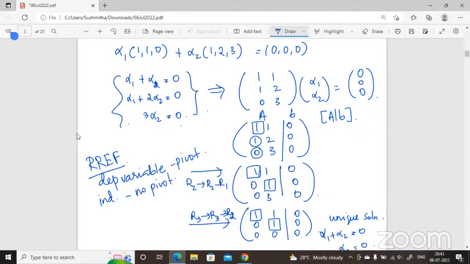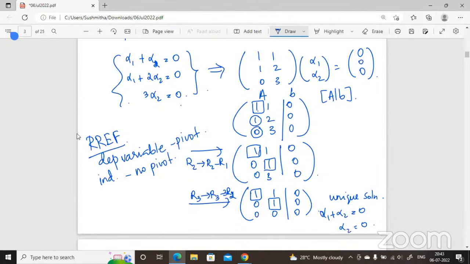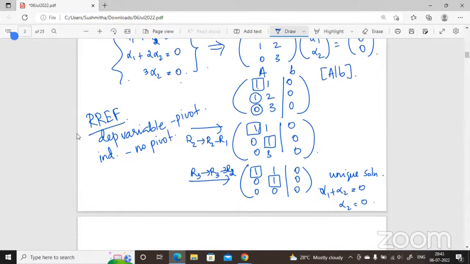Ma'am, but in the last row, we have all zeros, and I think some sir has told that if in the last row there are all zeros, then it is infinitely many solutions. No, that is the case when you have a square system. Here you have only 2 variables, no? So you obviously will have a third. If we had all zeros in the second row also, then it would be infinitely many solutions. Okay, thank you, ma'am.